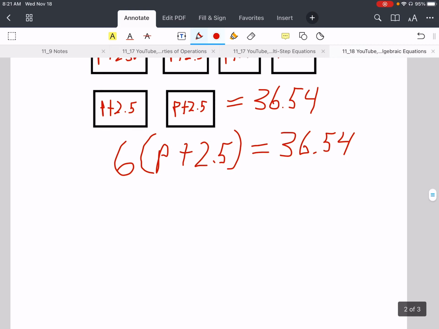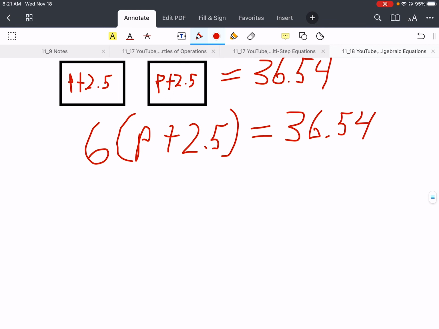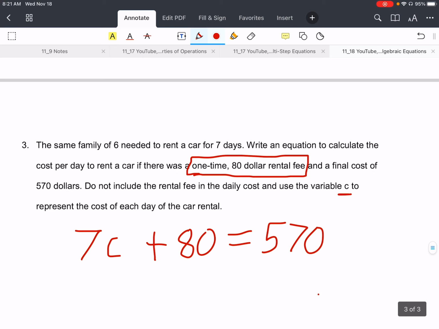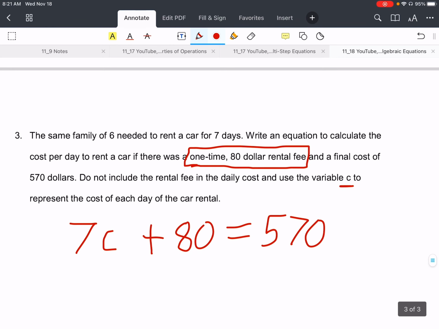Number 3 is a little different than 1 and 2 because for question 2, right, each person paid $2.50 for a soda. So we had to multiply that by 6. For the rental car, the $80 fee was only once, so we add it on.